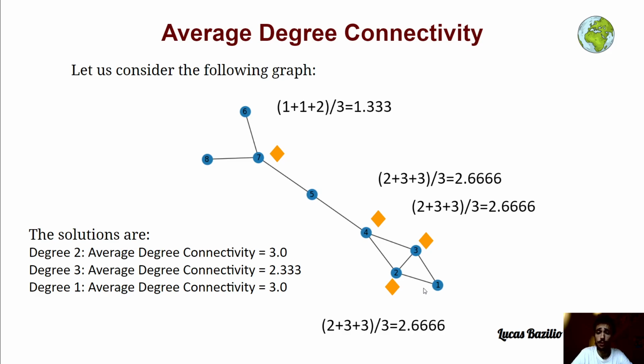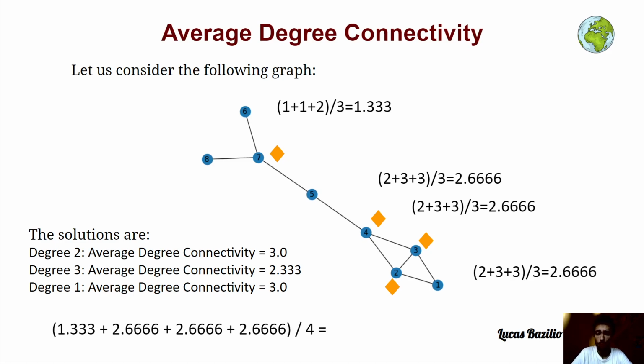Very well. Once we have completed the computation of the average degree connectivity of all of the nodes of degree 3, we now compute the average of all of them. How many we have? We have 1, 2, 3, 4 nodes. So we here sum all of these values and we divide by 4. So once we compute the summation of all of them and we divide by 4, what we have? Well, we have as a result precisely the value 2.3 periodic that we saw at the very beginning as the solution. So this is how we compute the average degree connectivity by degree in a given graph.